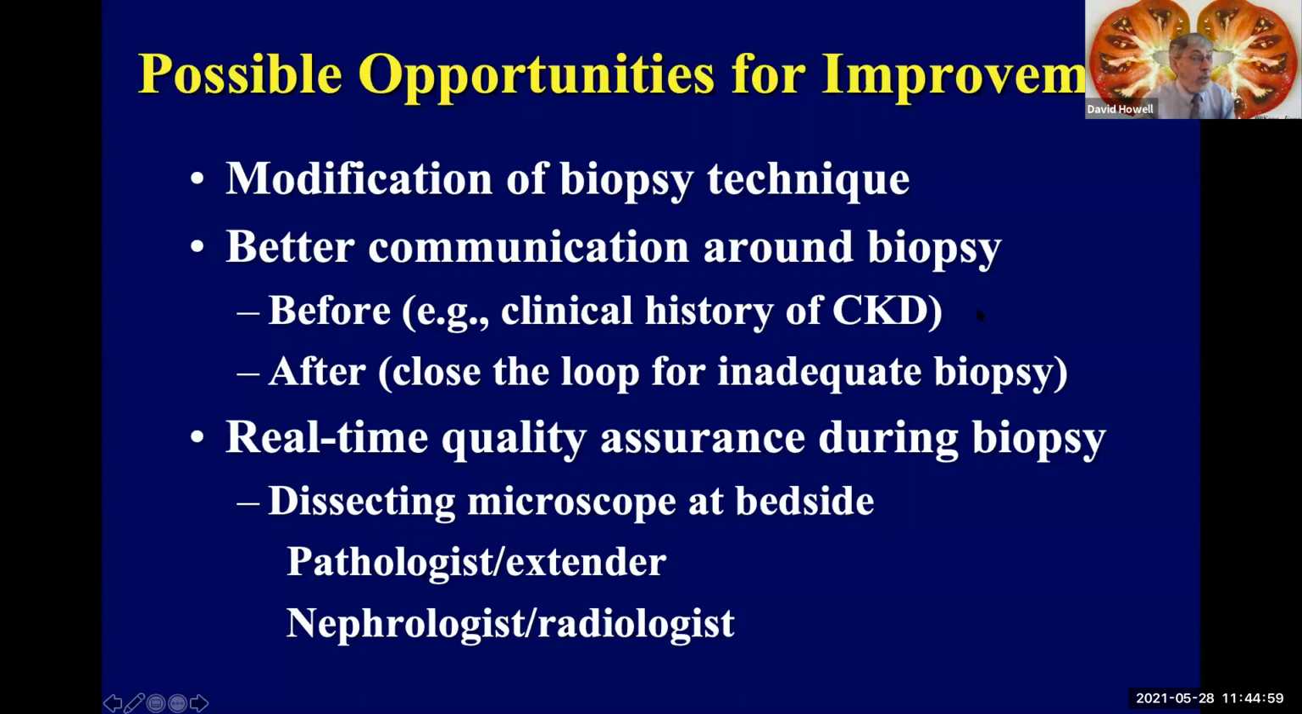So before the biopsy, if you have a patient with chronic kidney disease, and you're the nephrologist and a radiologist is going to be doing the biopsy, call up the radiologist and say, this patient's got chronic kidney disease and probably has thin cortex. Please be very careful when you put in the needle. After the biopsy, if it's inadequate, call up the radiologist and say, I'm sorry, this was not adequate.